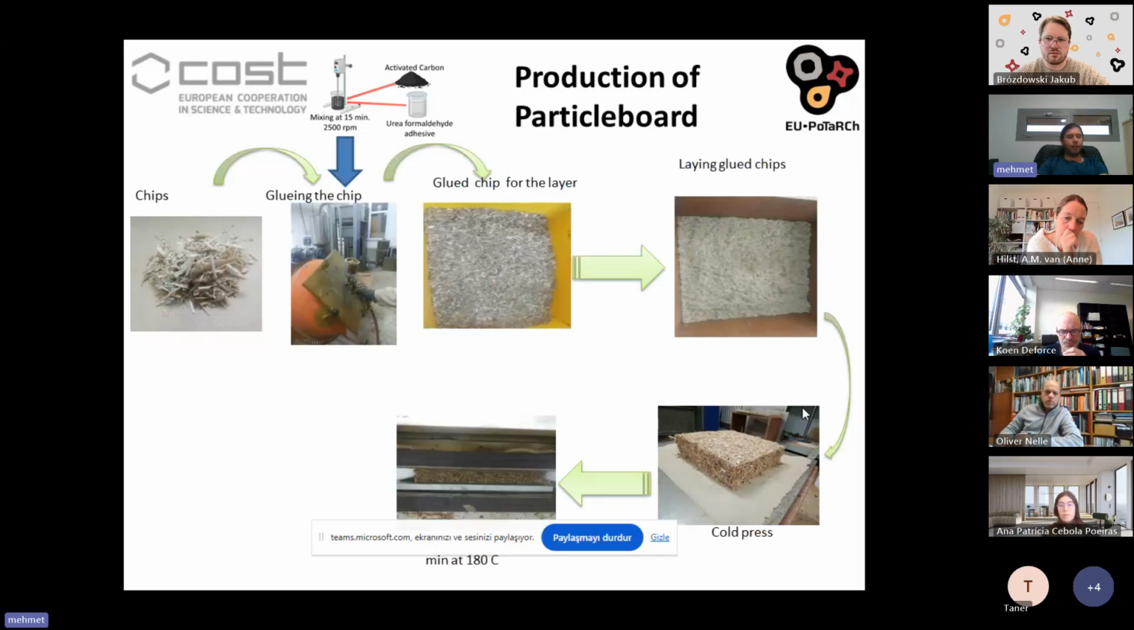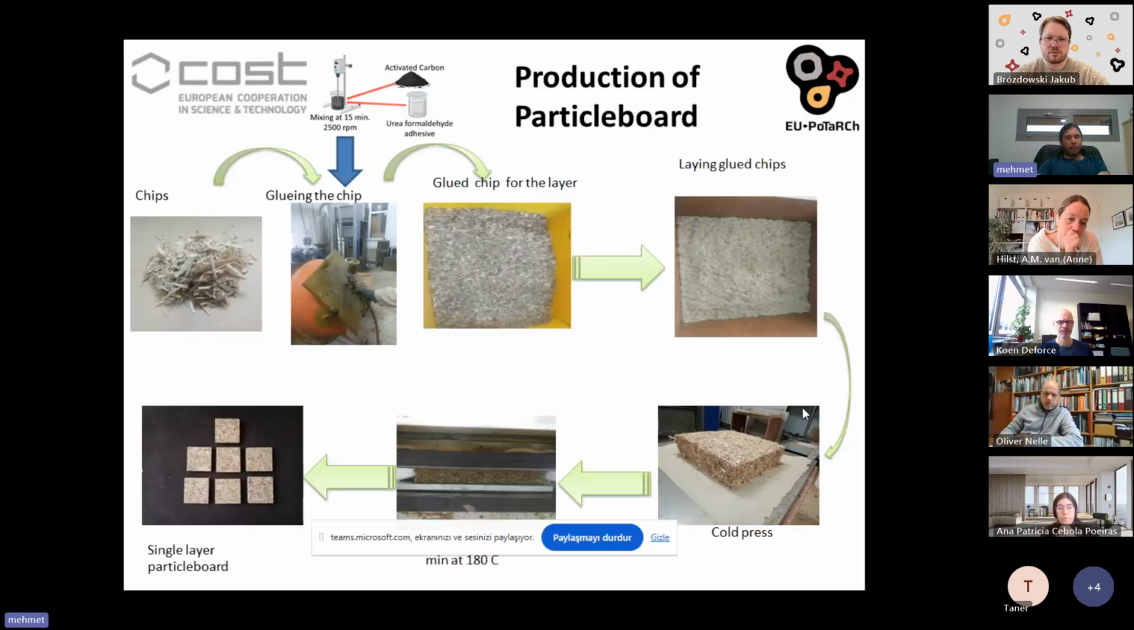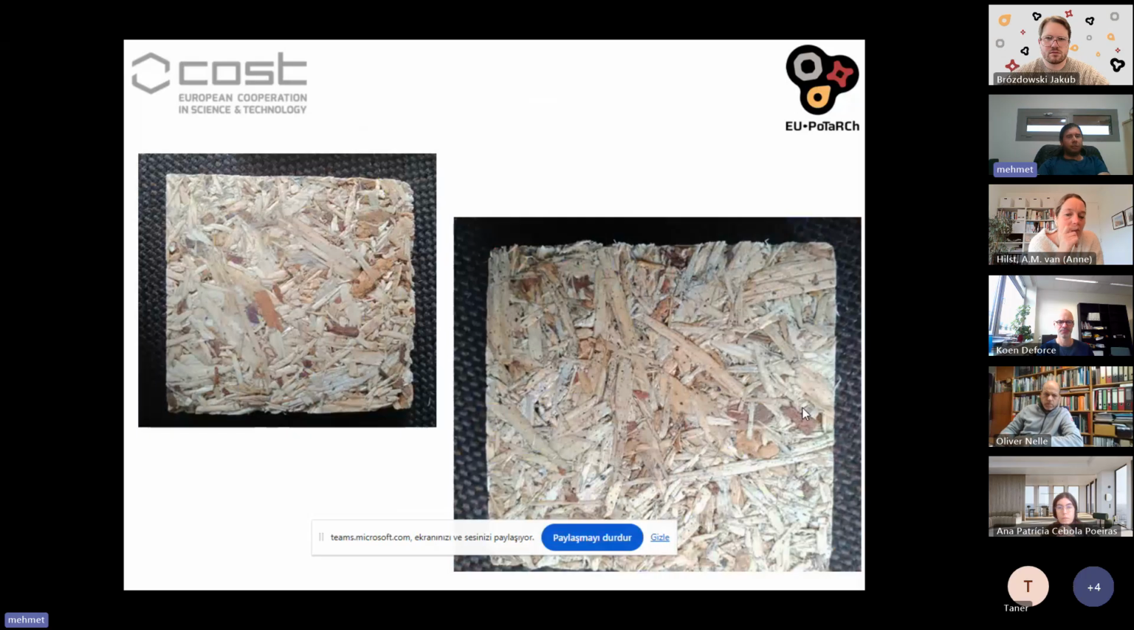The particleboard mats were hot pressed for 4 minutes at 180 Celsius. And as you can see, the single layer particleboard. These are two different types of particleboard. Left side is particleboard without activated carbon. Right side is particleboard with activated carbon.